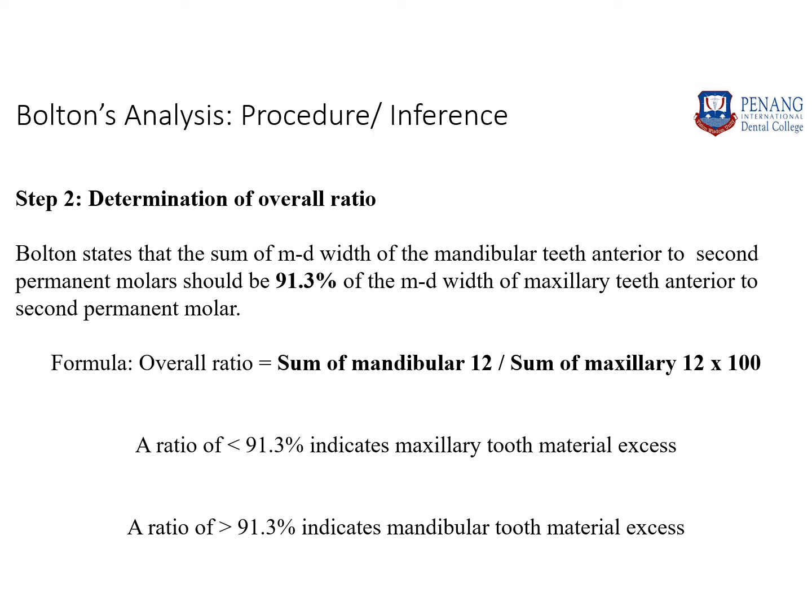So how are you going to do that? You'll use the formula wherein you take the sum of mandibular 12, divide it by the sum of maxillary 12, and then multiply it by 100. Whatever number you get, if it is less than 91.3, it will indicate maxillary tooth material excess. If the number you've got is more than 91.3%, then it will indicate that there is mandibular tooth material excess.